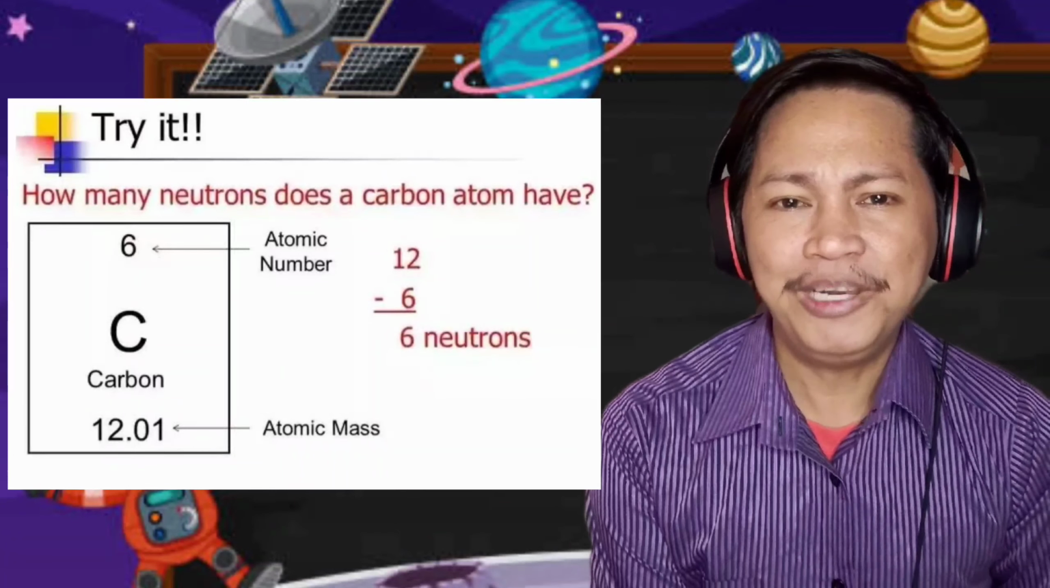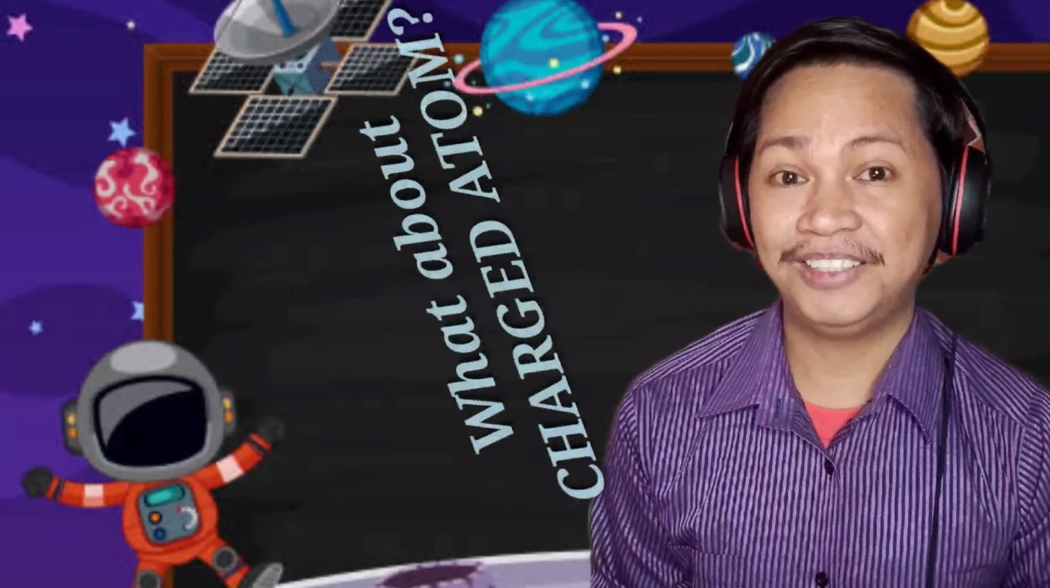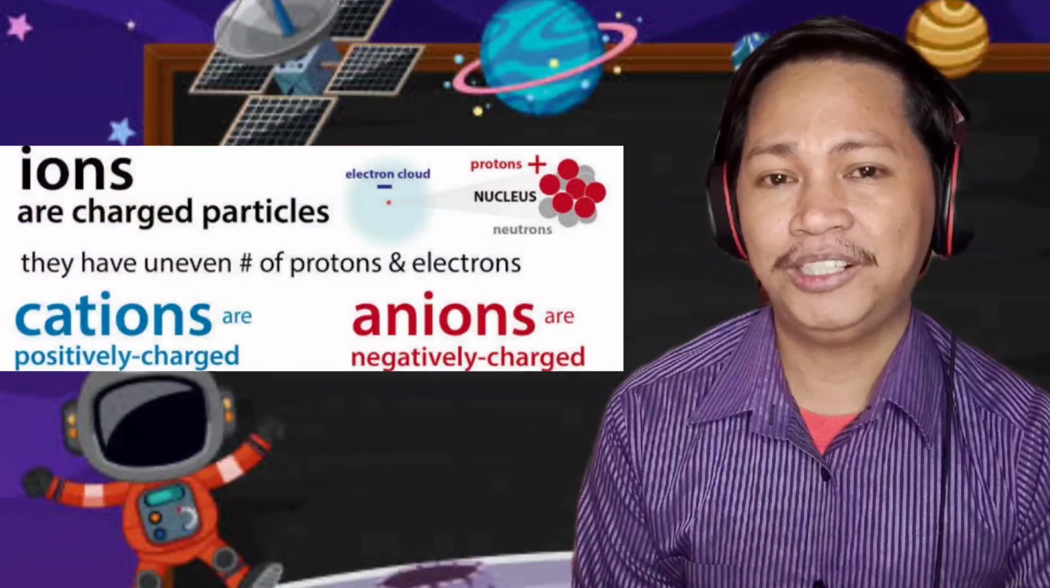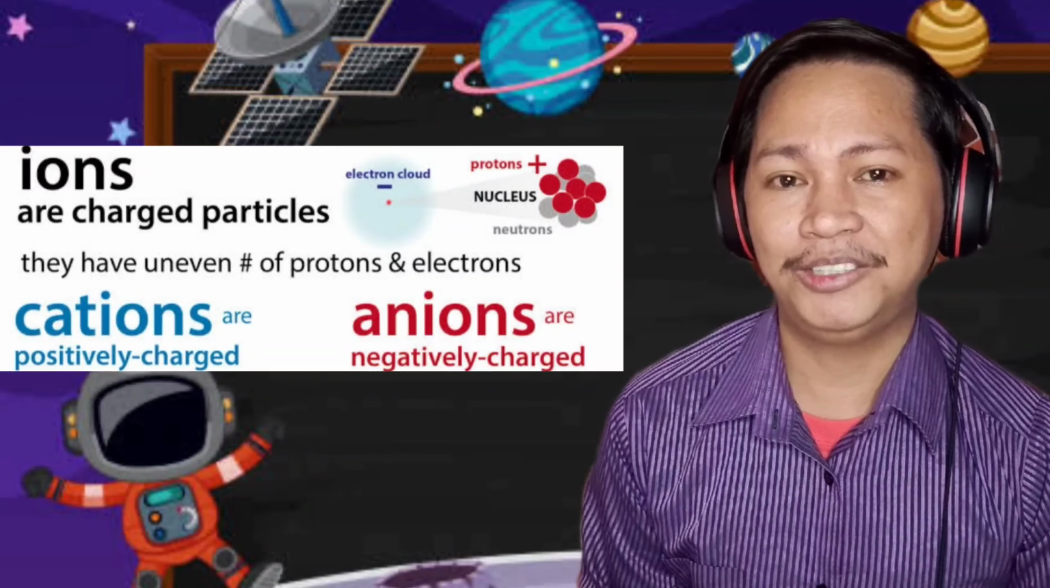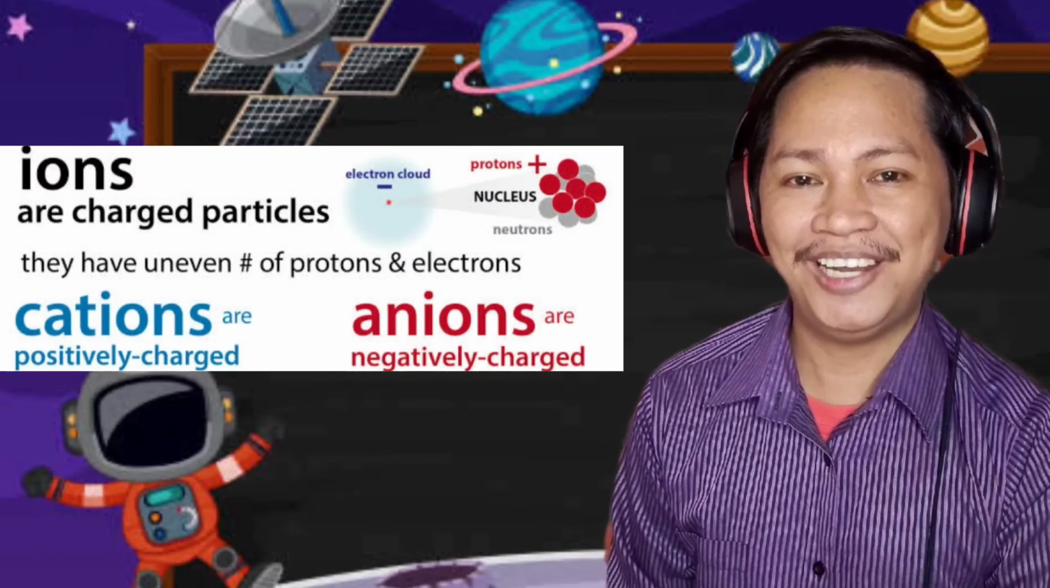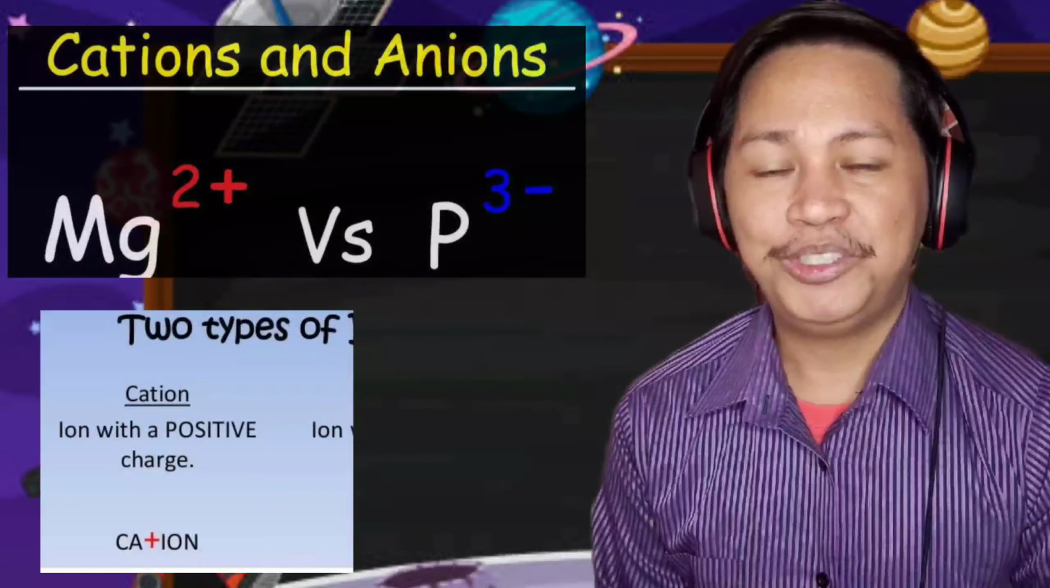Okay, so what will happen if the atom is a charged atom? This would be where the concept of charge, like cation and anion, came in. So when you say cation, that is the positive charge. When you say anion, that's negative charge. So we just have to do the opposite.